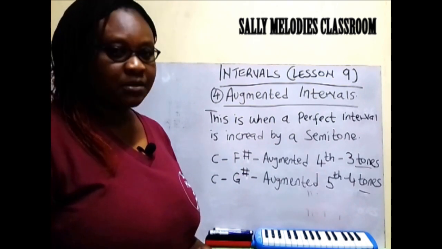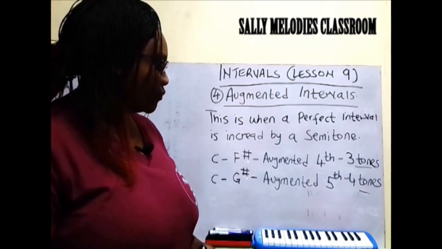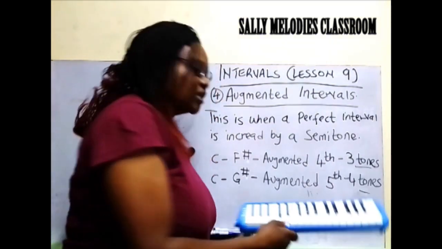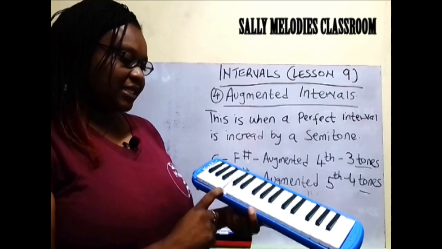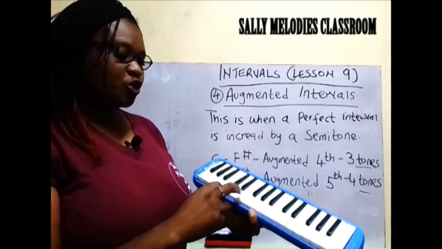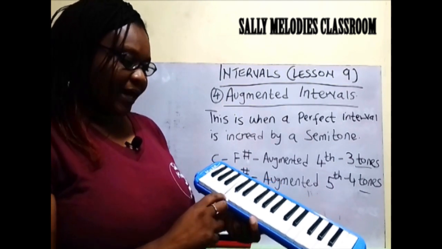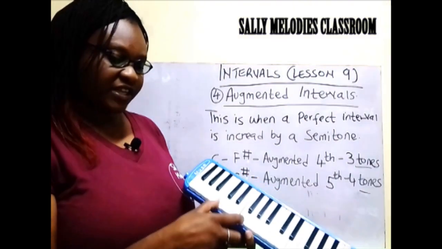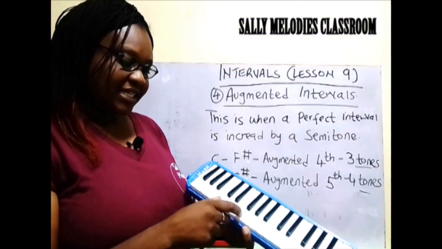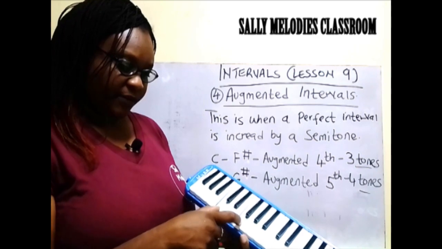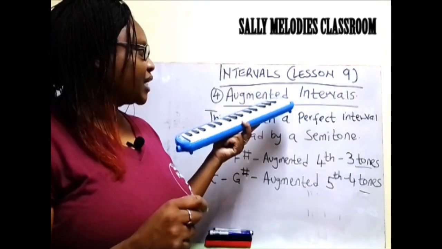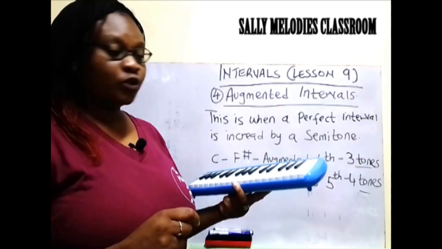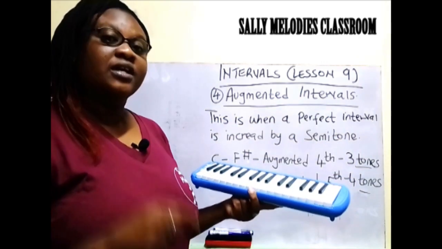Just very simple mathematics. So, even when we do it practically on our melodica, let us take C to F. So 1, 2, 3, 4. It is a fourth. And it is a perfect fourth.